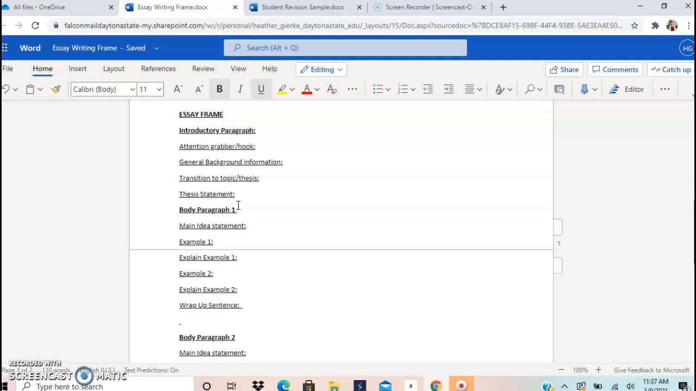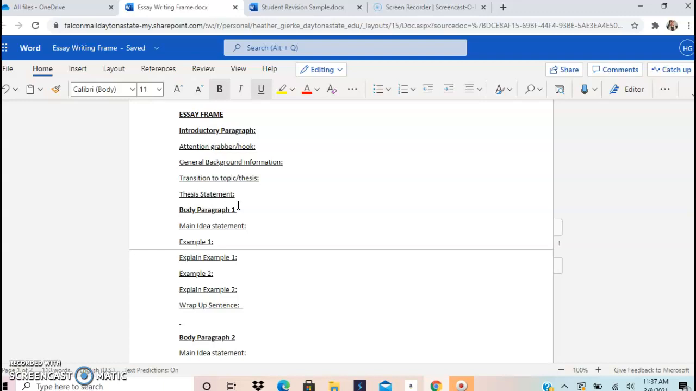All right, your introduction. So you should open with an attention grabber, a hook. Say something bold, something catchy that engages your audience, something that has to do with your topic. A strong statement, right? Give some general background information about your topic. Introduce it so that your audience knows what you're discussing, knows a little bit more about the topic, and can understand the issue or the topic you're addressing, right?